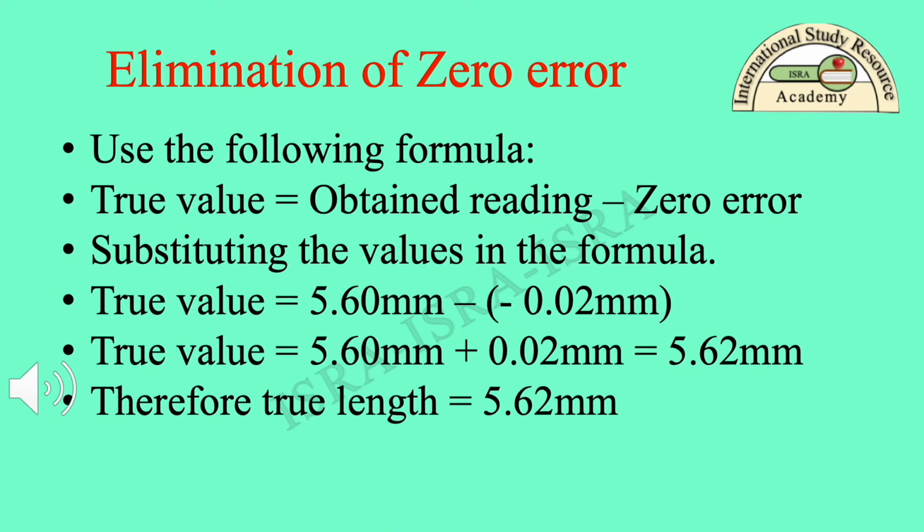Elimination of zero error. Use the following formula. True value is equal to obtained reading minus zero error. Substituting the values in the formula, true value is equal to 5.60 mm minus within bracket minus 0.02 mm. True value is equal to 5.60 mm plus 0.02 mm is equal to 5.62 mm. Therefore, true length is equal to 5.62 millimeter.